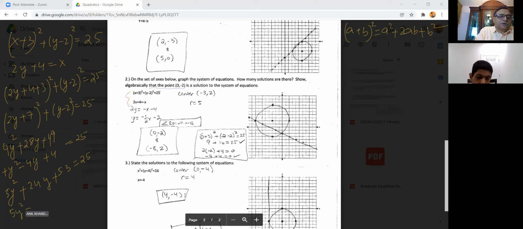5y square plus 24y plus 53 minus 25 equals 0. 5y square plus 24y, and how much do you get? This is 13 minus 5, 8, 28 equals 0. Correct? Now you could use the quadratic formula to find the value of y. That'd be easy. Or you could factor also. Correct?